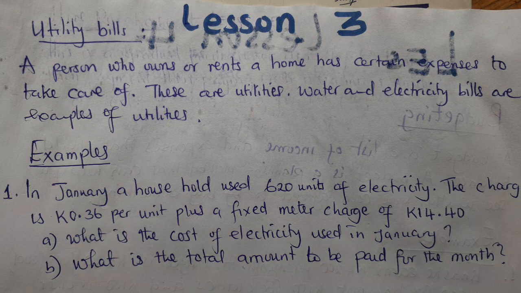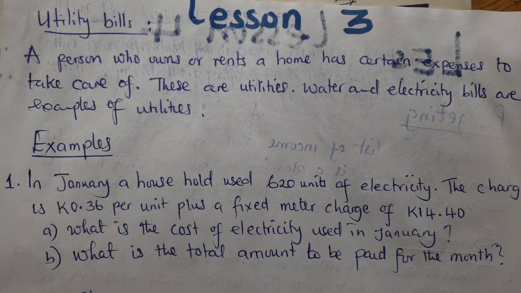So we come to lesson 3 of the topic commercial and social arithmetics, and we are going to talk about utility bills. As you know, a person who owns or rents a home has certain expenses to take care of. Those could be water or electricity bills, and those are the ones we are going to deal with here. You expect these questions especially in paper 1 of the grade 9 exam.